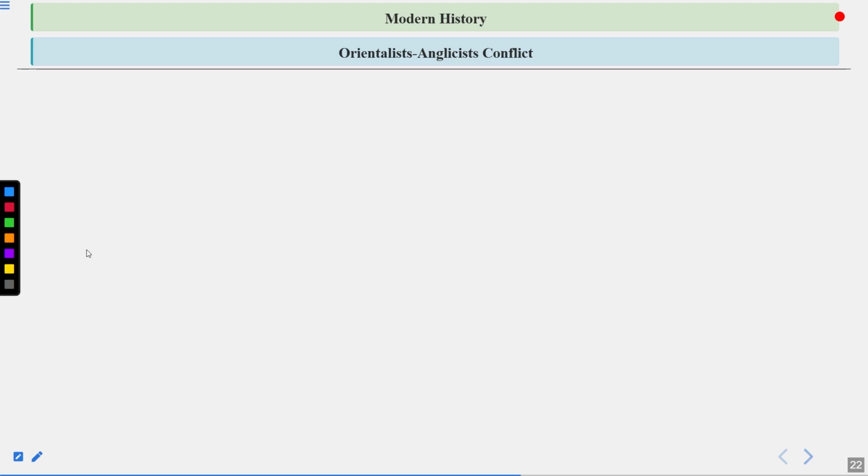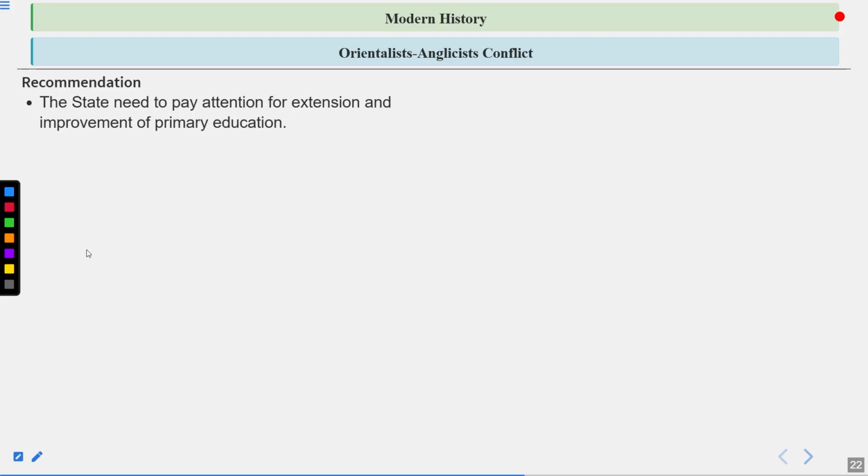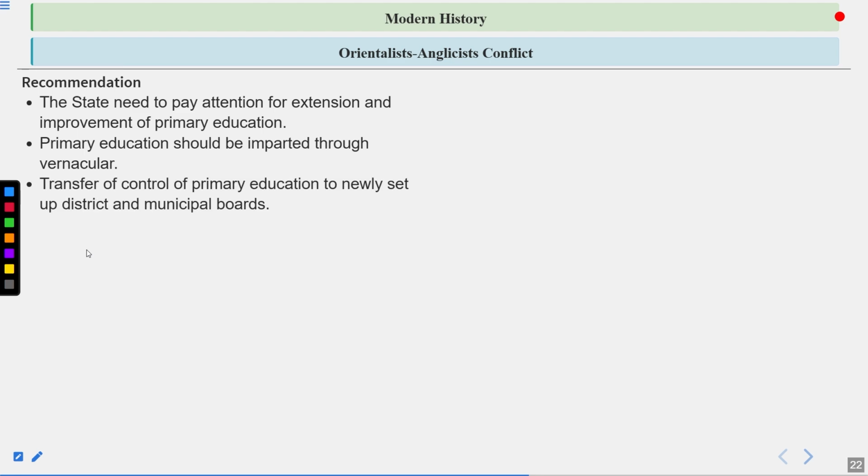Some more things related to it. Recommendations. The state need to pay attention for extension and improvement of primary education. Primary education should be imparted through vernacular, that means local language. Transfer of control of primary education to newly set up district and municipal boards. Two divisions in secondary education, literary and vocational.